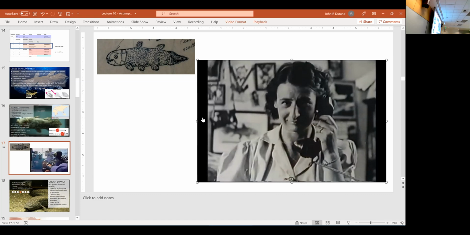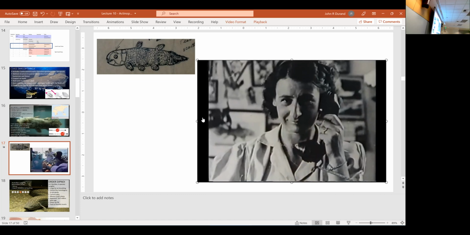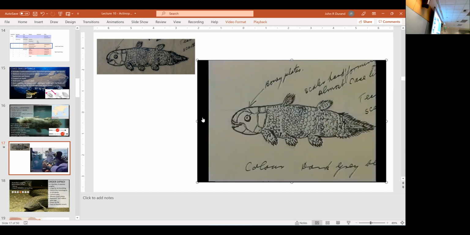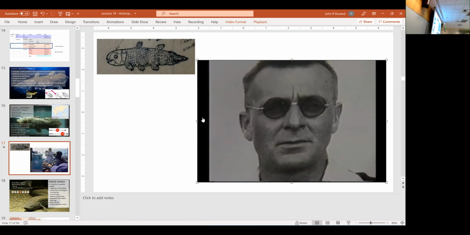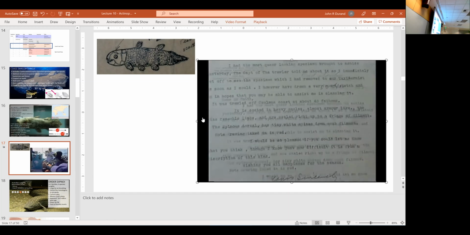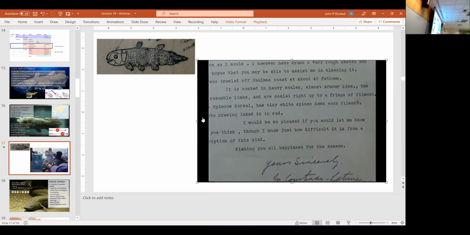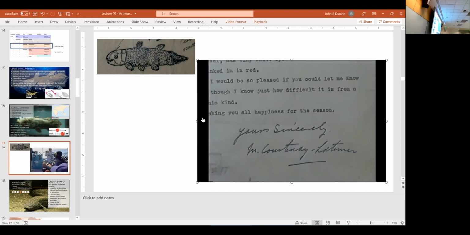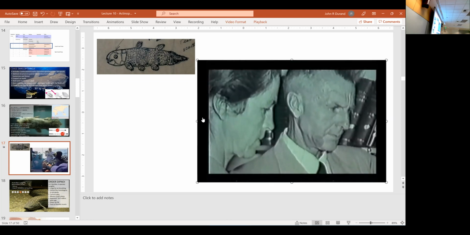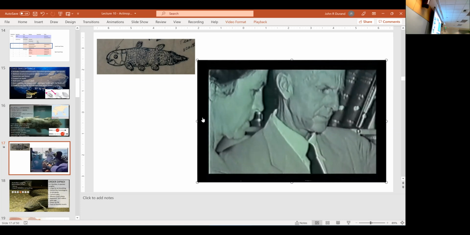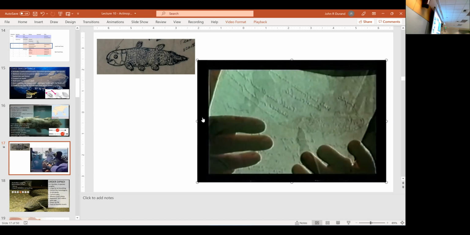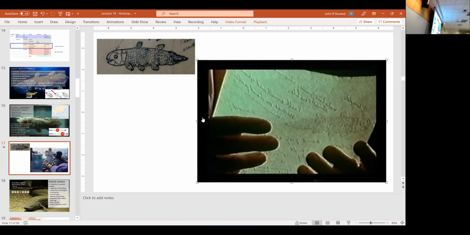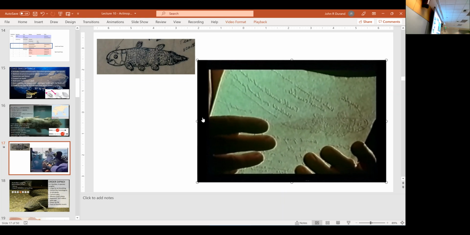After having brought the fish back to the museum, she tried to identify it, but without success. So she sent a sketch of the fish to Professor J.L.B. Smith at the university in Grahamstown. It was called a genomic code of about 40 colors. Described in heavy scales, almost almond-like. The fins resembled wings, and scales right up to 40 millimeters. The spinal dorsal has tiny white spines down each finger. It did not take them long to decide that it was a living fossil, a coelacanth.